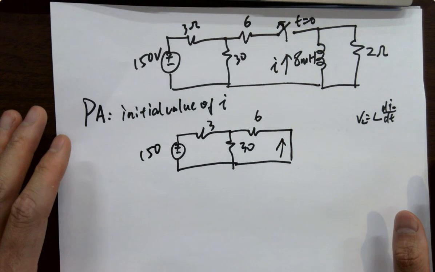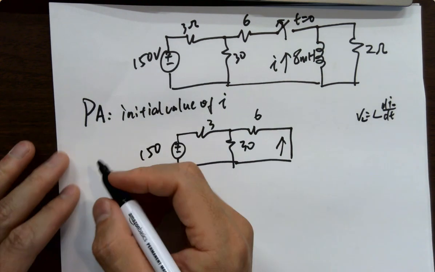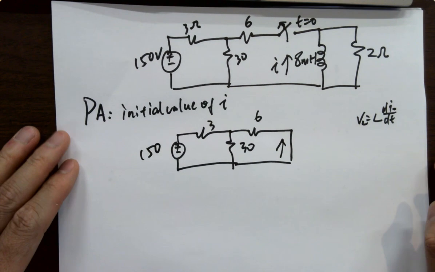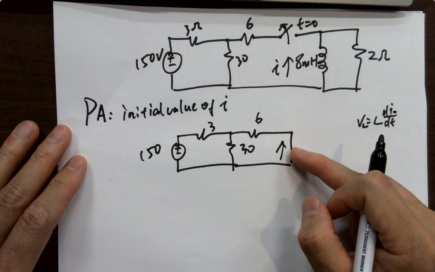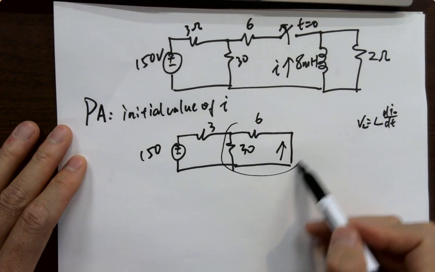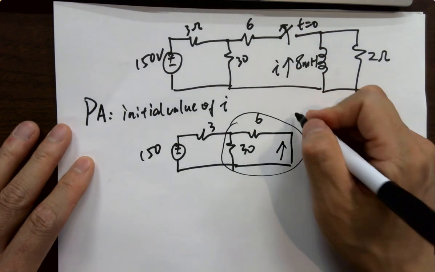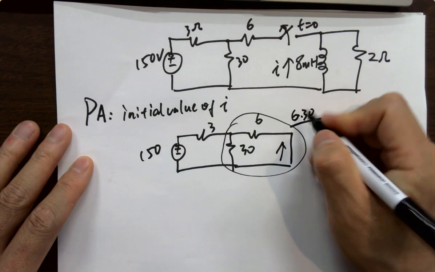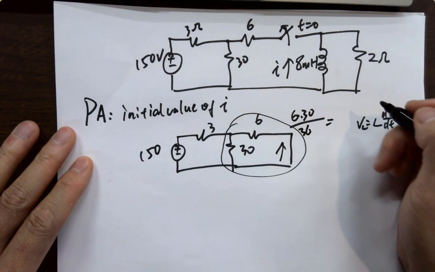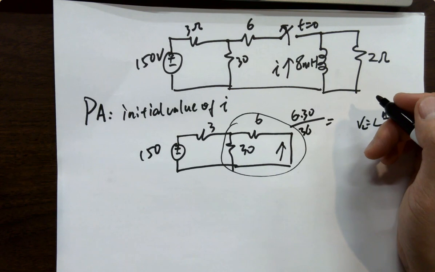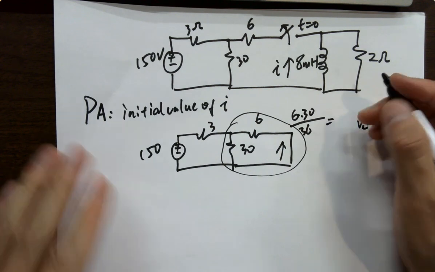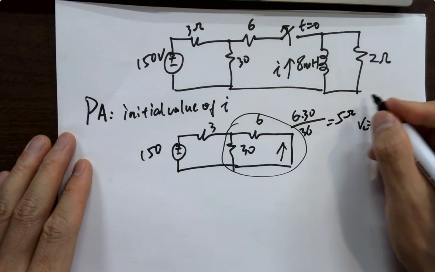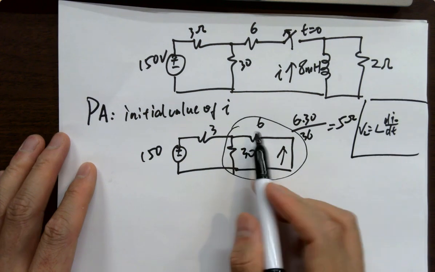It's a week 1 problem in Circuit 1. Any question on this? How to get a current here? Can you get a resistance over here? 6 times 30 over 36, which is 180 over 36. What is that? 5. So it's 5 ohms here.